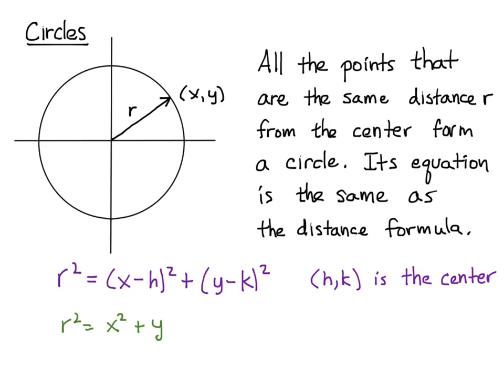And so when h and k are the origin, 0, 0, those drop out and you just get r squared equals x squared plus y squared. And so that's the simplest circle that you have. R squared is the radius squared.